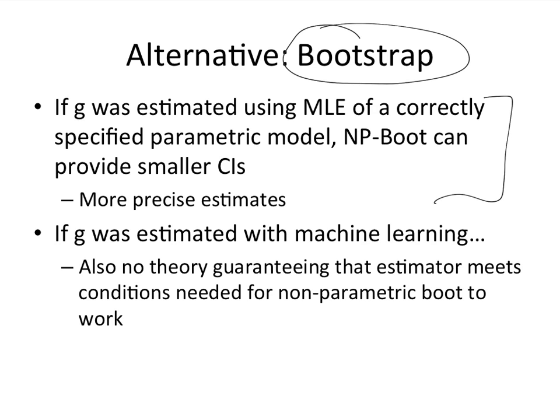What's the downside of using the parametric model? It's just not right. So you're just getting a confidence interval around a biased estimate. If it's estimated using machine learning, there's no theory that the bootstrap will necessarily work in that case. So that's the downside. What's the upside? You may not be as biased, exactly. So it's the no free lunch general rule of statistics that always comes back to bite you.